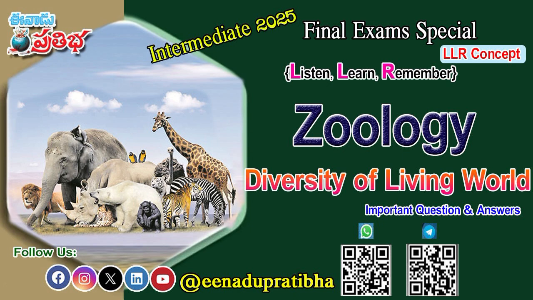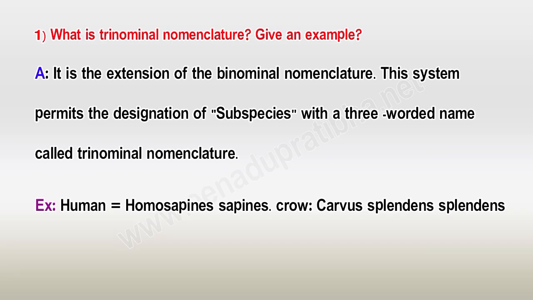Today, giving you the important questions from the topic Diversity of Living World in Zoology. What is trinominal nomenclature? Give an example. It is the extension of the binominal nomenclature. This system permits the designation of subspecies with a three-worded name called trinominal nomenclature. Example: human, Homo sapiens sapiens.